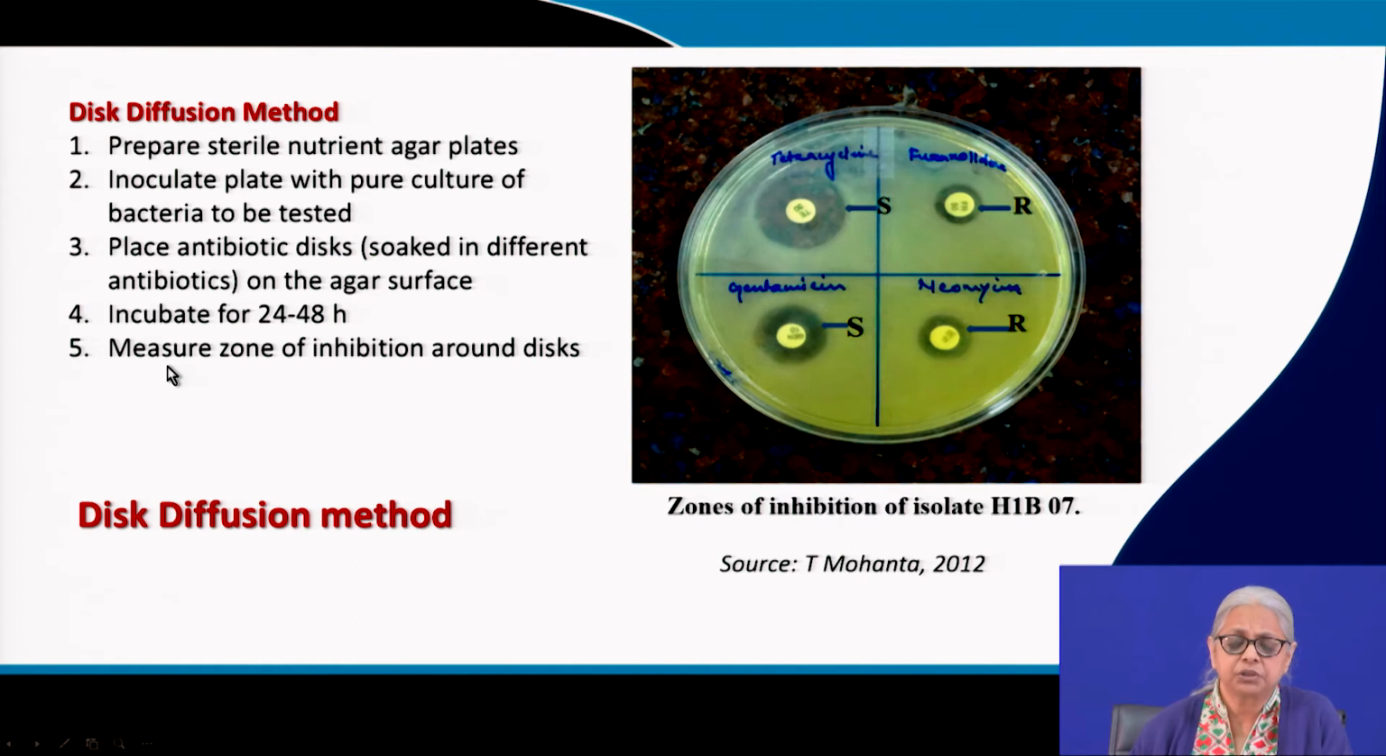After the incubation period, there may be a zone of inhibition around the discs. This zone of inhibition may be very small or very large. If it is very small, it means that the bacteria on the entire plate is resistant to that antibiotic agent. So for example, with tetracycline, this particular bacteria was not resistant.